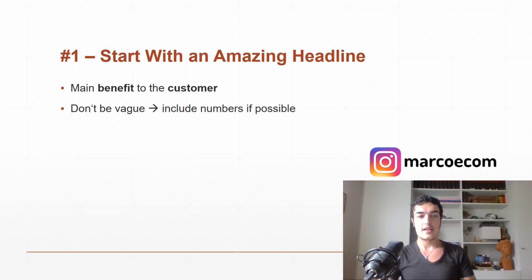Same goes for your headlines. Use a number if it's applicable, so that people can immediately relate to it. So if you say something like save 30 minutes per day using this product or something, this is something that is tangible, that people immediately think has a great benefit.